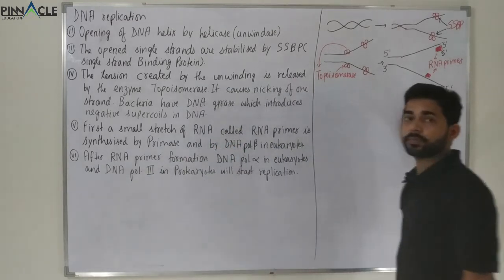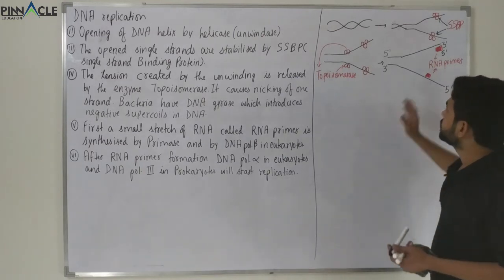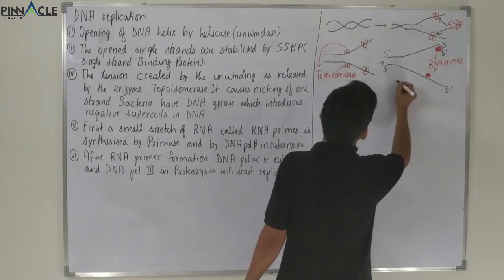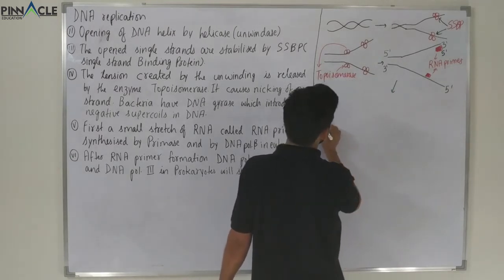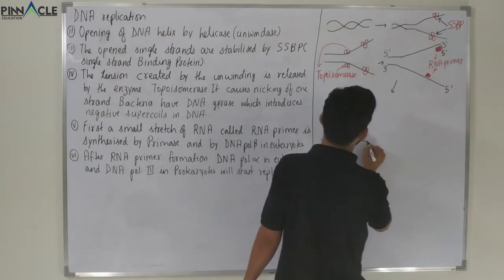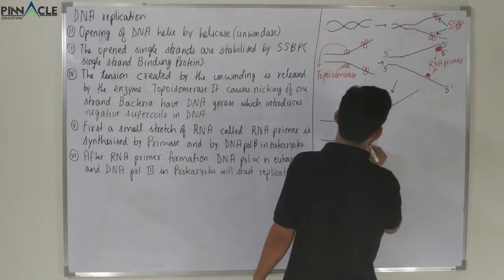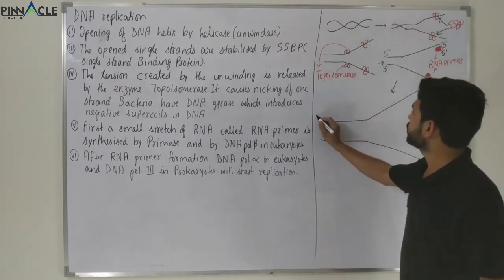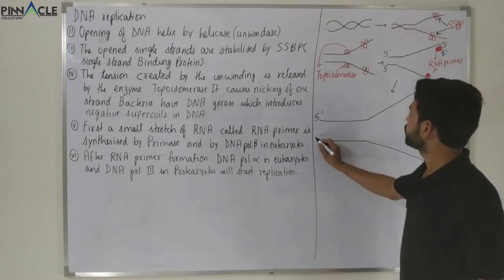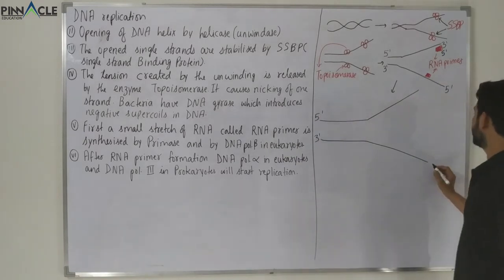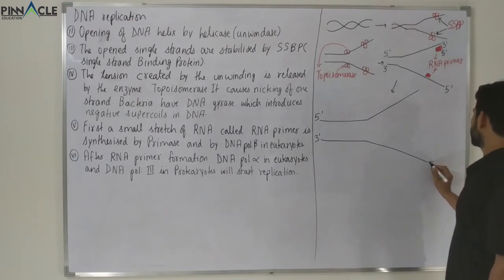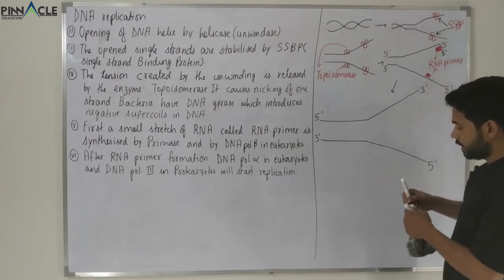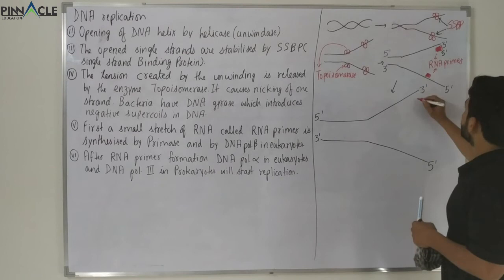So now the RNA primer has been formed, and after that the chain formation will start. So from here we have come here. We'll draw a diagram a bit larger to understand better. So this is 5 prime, 3 prime, this is the old strand. We have already seen that an RNA primer had been formed.